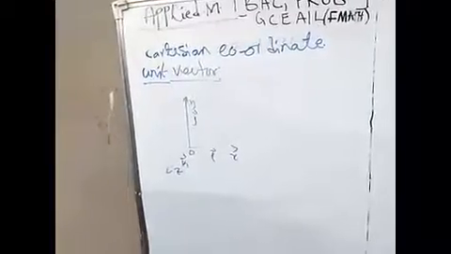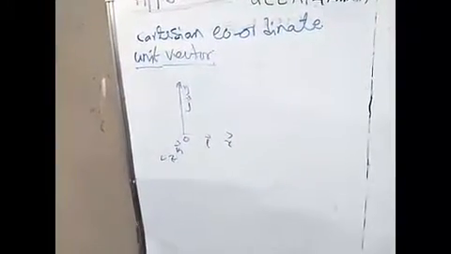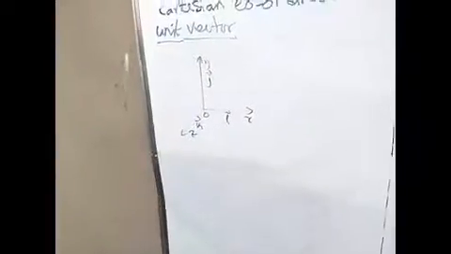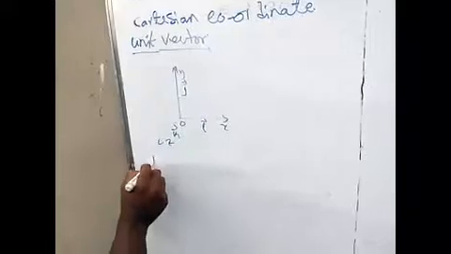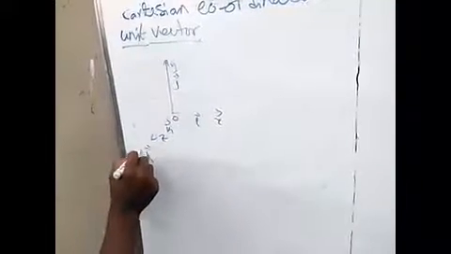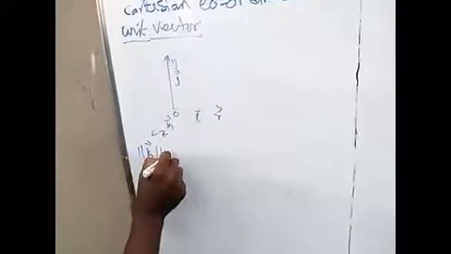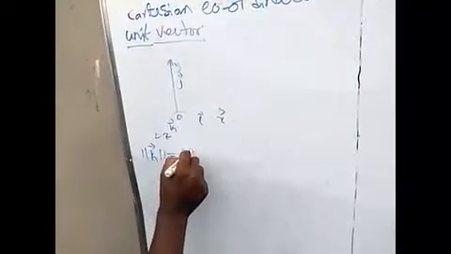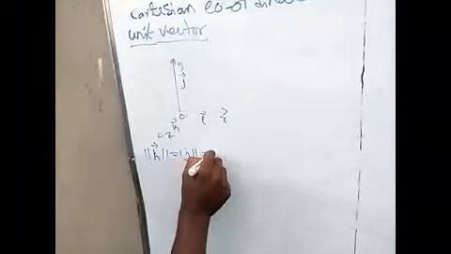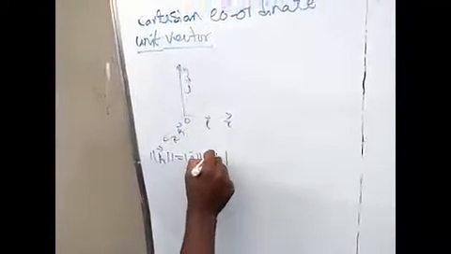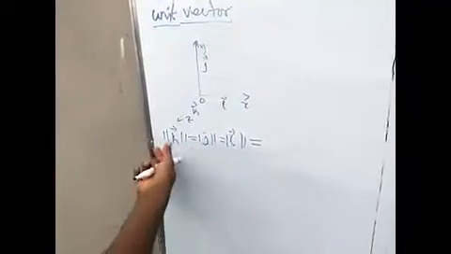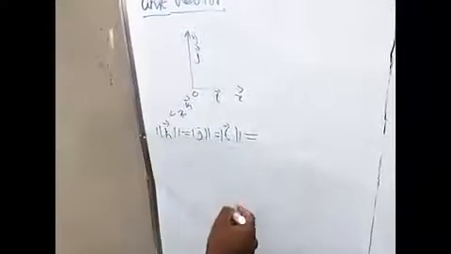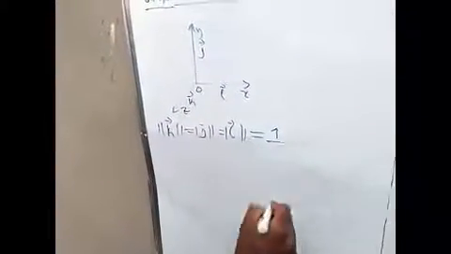This Cartesian coordinate system has unit vectors i, j, and k, and the magnitude of the unit vectors, we represent magnitude with a double bar, their magnitude is equal to 1.